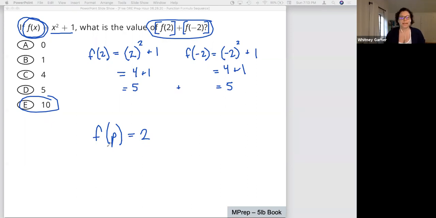Yeah, we're going to replace. We're going to take this side. This side is F of P. So I need to rewrite it. That would be P squared plus 1. That equals 2. So then I would solve for P if that's what they asked me to do.